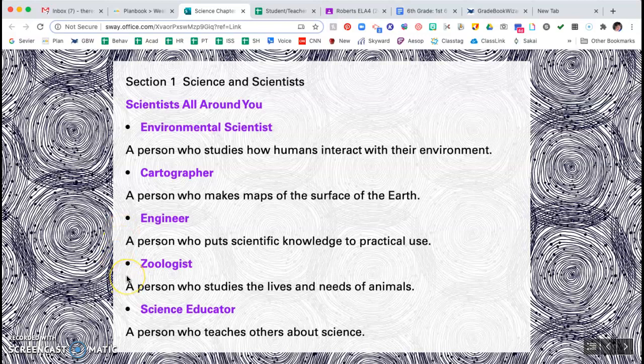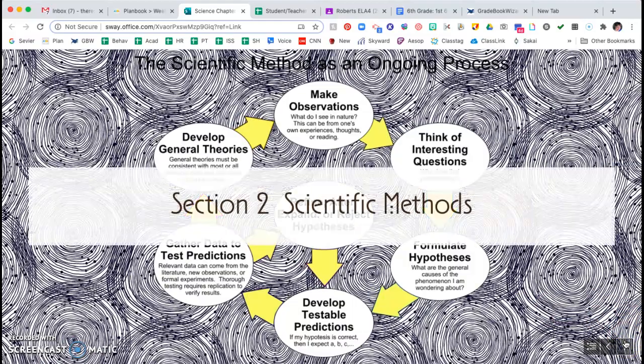A zoologist, well, look at the root, zoo. So this person would study the lives and the needs of animals. And you have a science educator. That would be me. Someone who teaches others about science. In our next lesson, we will talk about scientific methods.